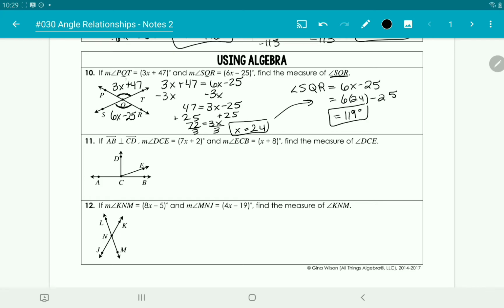So solve for x. If they're vertical, they're equal, so you put an equal sign between them. Solve for x, and then you plug that in, or substitute it in for whatever one you're looking for.